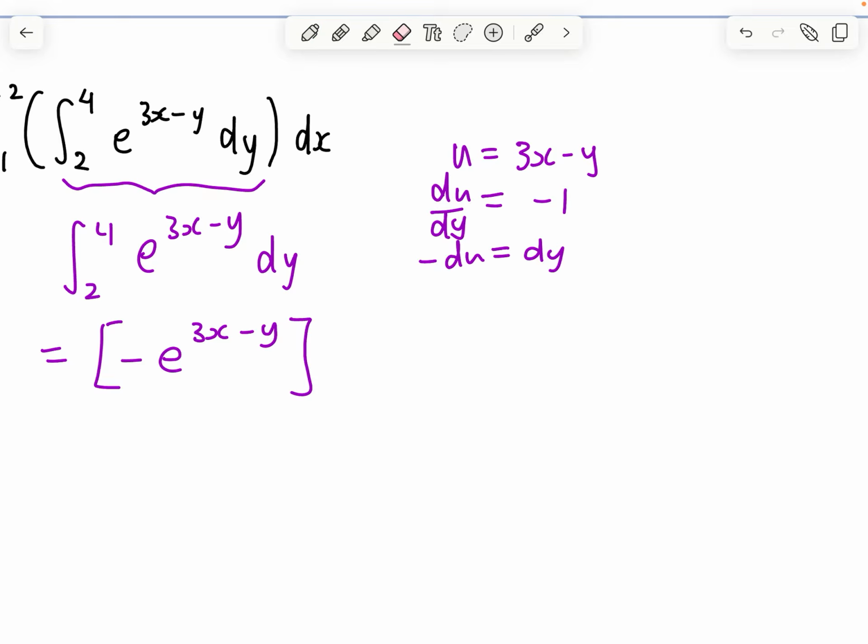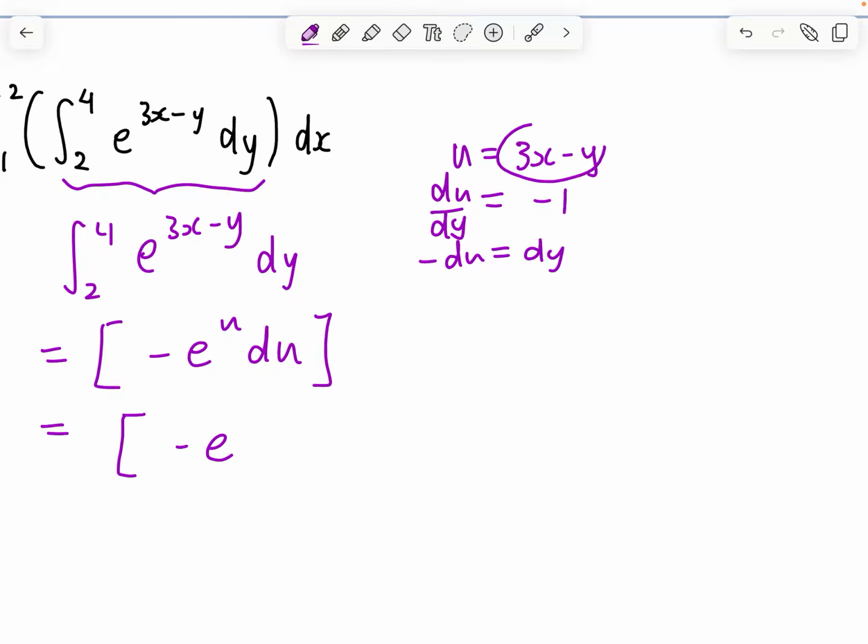So if we were to do that, we'll still end up getting the same answer. We have e to the power of u, negative, and we have du because we're plugging dy in. So the dy becomes a -du, which is here. So if we do that, and if we plug back in the u, which is 3x minus y, we get the same thing as what we got earlier.